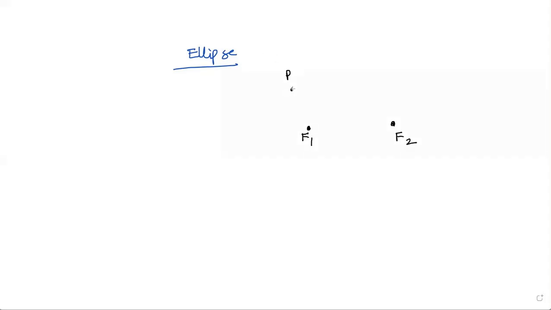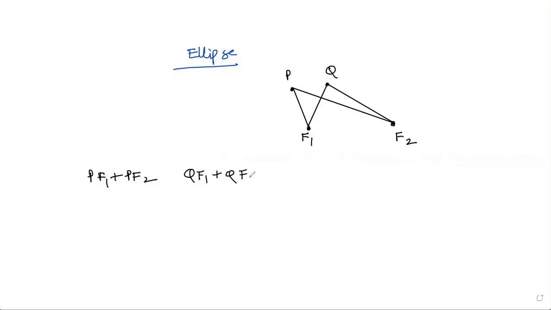Obviously this point will have a distance from F1 and a distance from F2, right? Let me take the sum of these 2 distances. So it'll be PF1 + PF2. Now I'm taking another point Q somewhere here, and again I'm joining this point with the 2 fixed points. So for this second point that I just marked, obviously we'll have distances from the two fixed points, that is QF1 + QF2, right?